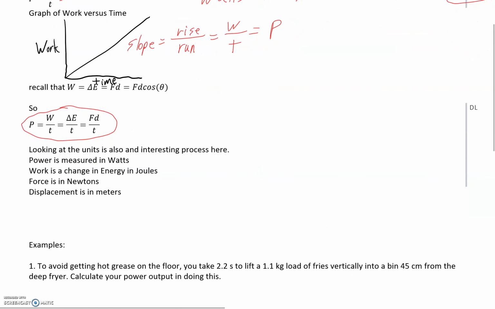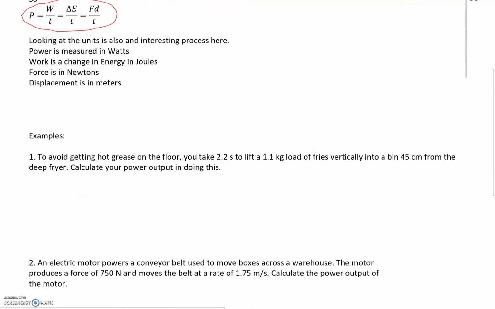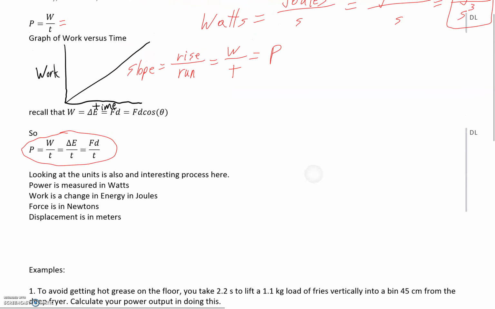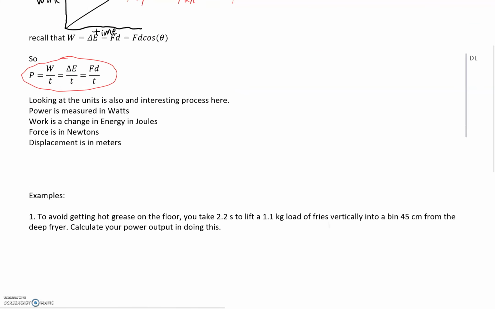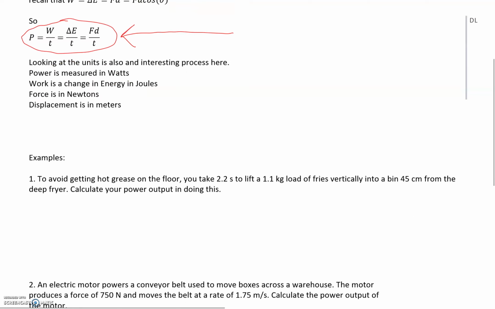So those are the units. I already talked about that. It's an interesting process to look at the units, which we just did. It's also really important to note that you can have multiple versions of the power formula. I think only one of them is given in your formula sheet. I honestly can't remember which, but it is the change of energy over time. It's the work over time, or the force times distance over time as well.